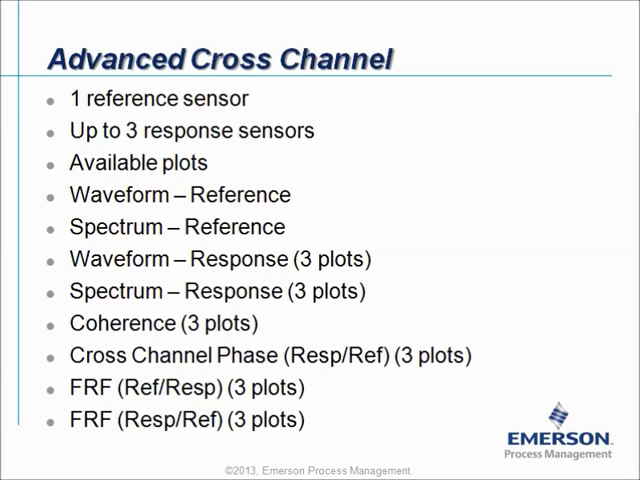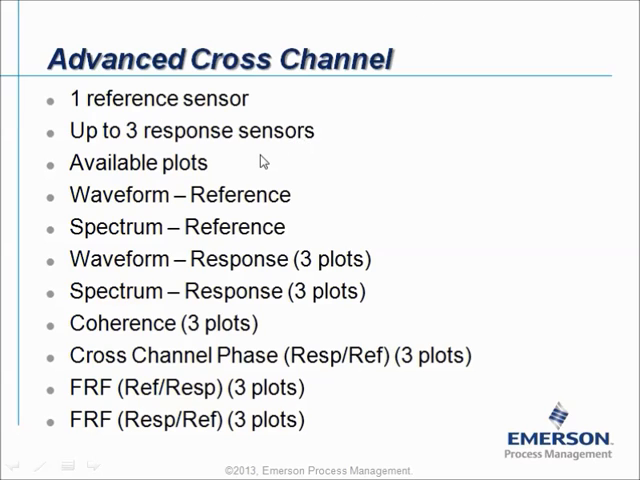If you collect advanced cross-channel, you normally have one reference sensor, and now you can have up to 3 response sensors, so that gives us a total of 4 sensors. The absolute minimum will of course be 2 sensors, where you have one reference and one response sensor. But for the purpose of this video tutorial we will always use one reference sensor and 3 response sensors.